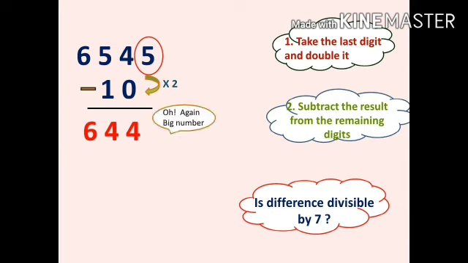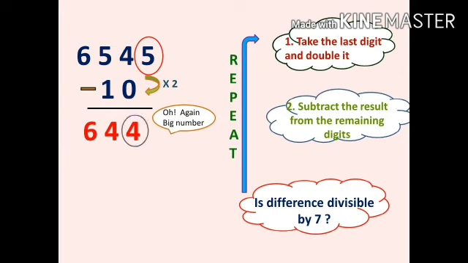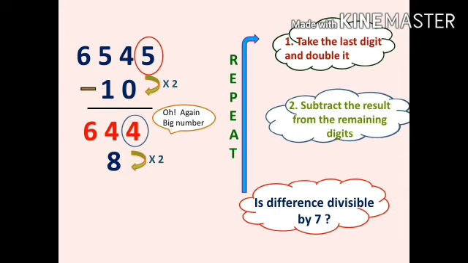Here we have a big number again. That is, we do not have any clue whether 644 is divisible by 7. Once we face this situation, we can repeat the process again. That is, we take the last digit of 644 and double it. We multiply 4 by 2, so we get 8. Second step, we subtract 8 from the remaining digits, 64. So we get 56.